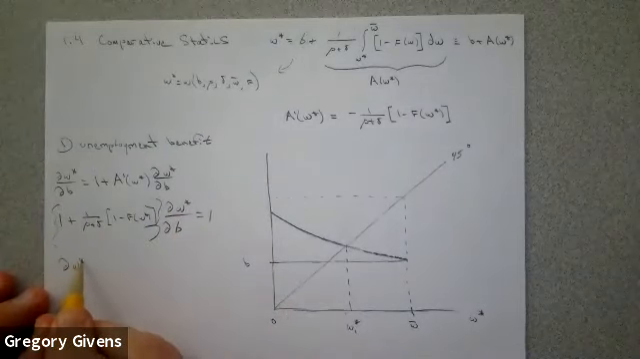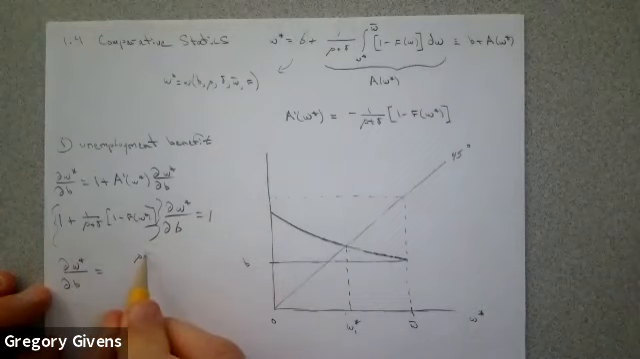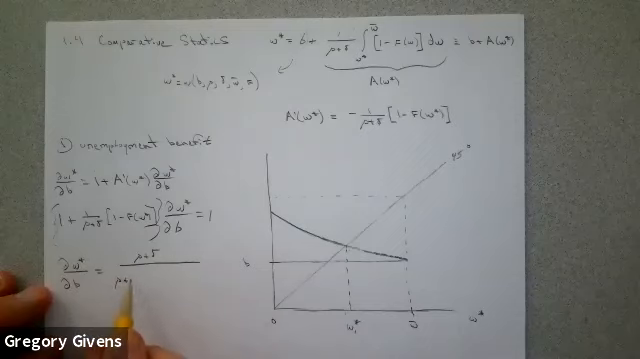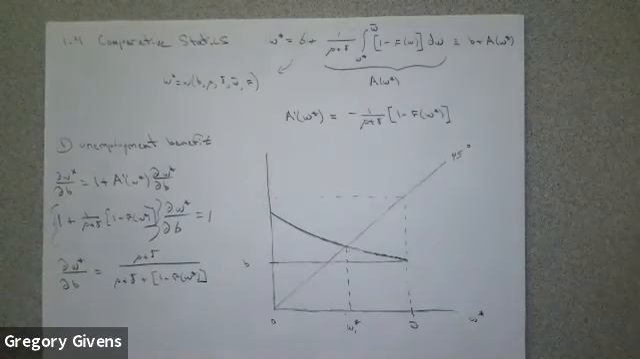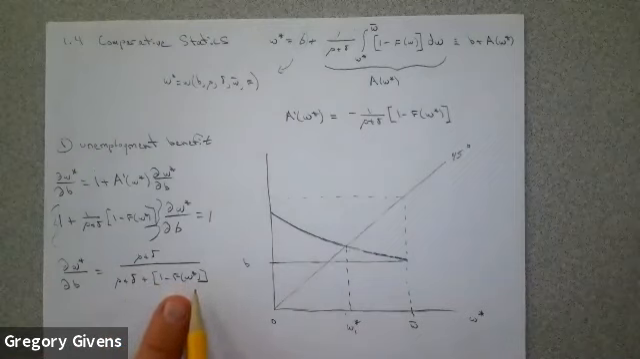Therefore, the comparative static dW star dB will be equal to, if I multiply both sides by rho plus delta and then divide by rho plus delta plus 1 minus F of W star. This is the result I get. And you will notice that it is a positive over a positive plus a 1 minus F, which is also a 1 minus a probability, so that's also positive.